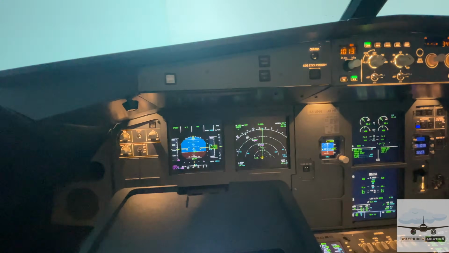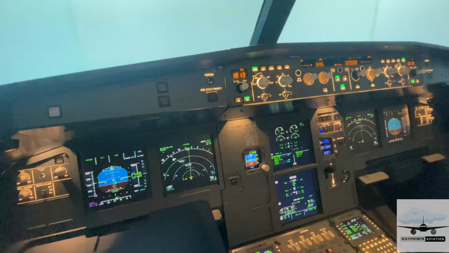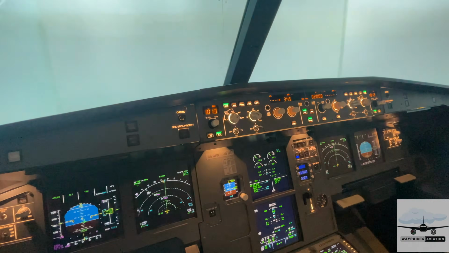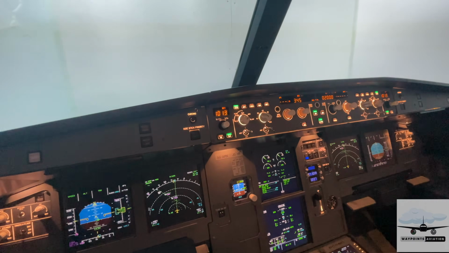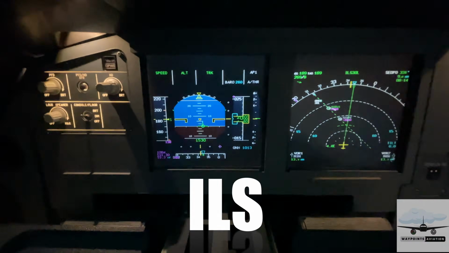We're back in our A320 simulator, and today I am going to teach you a fun one. Today I want to tackle the situation of getting yourself raw data ILS.